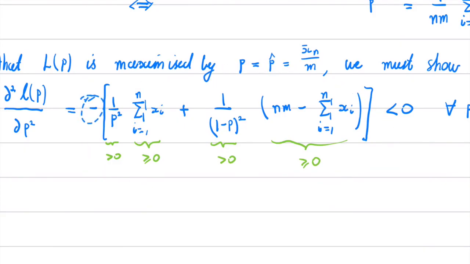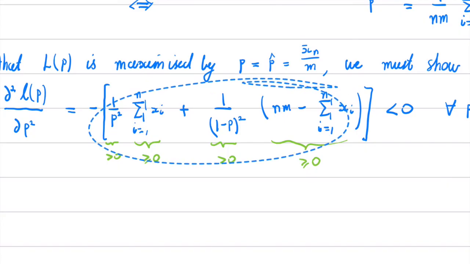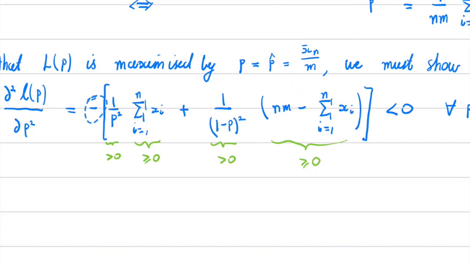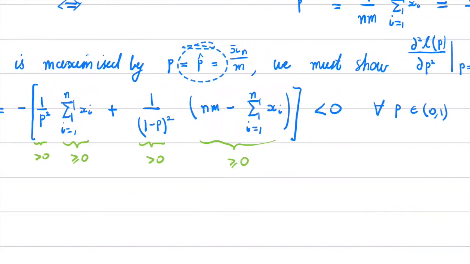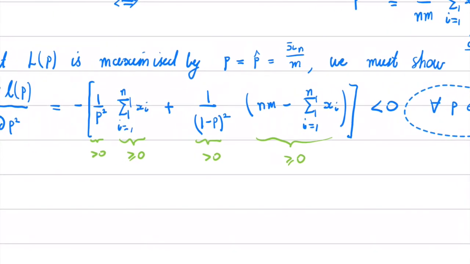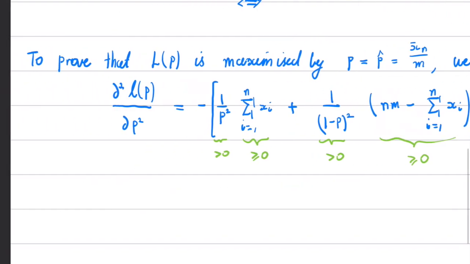And we've got a negative in front, so we've got the sums of things and products of things that are all greater than 0. We've got a minus here, therefore it has to be altogether less than 0, irrespective of the value of p. So because it's irrespective of the value of p, we know it's true for all values of p, then we've proven that definitely at p hat that this is also true.